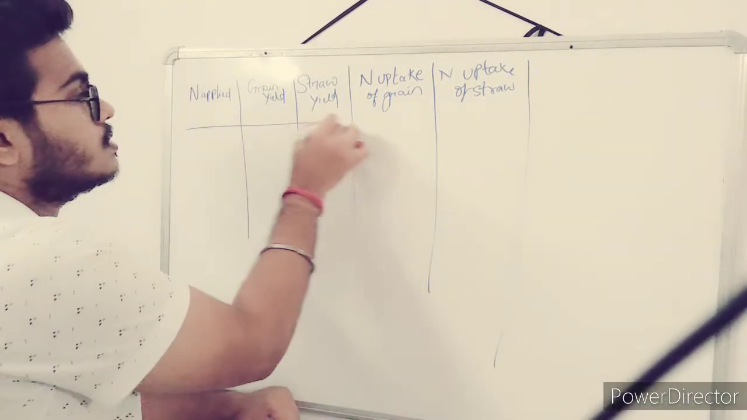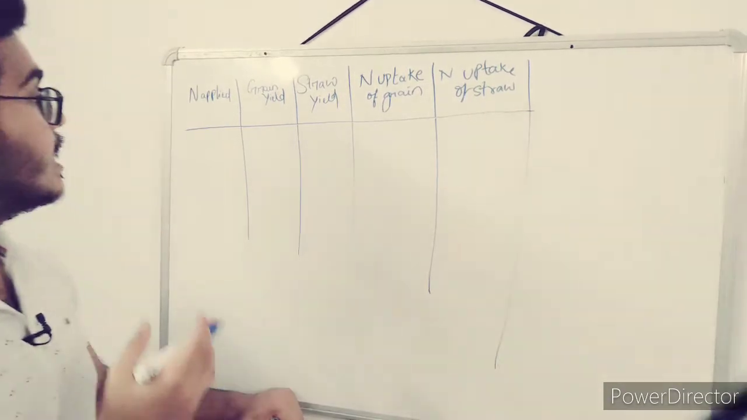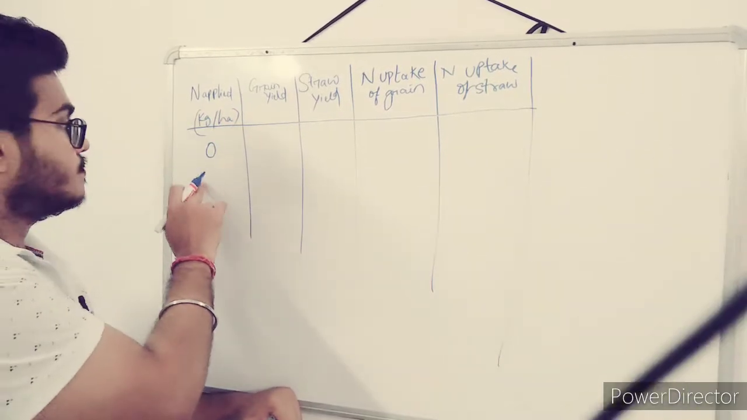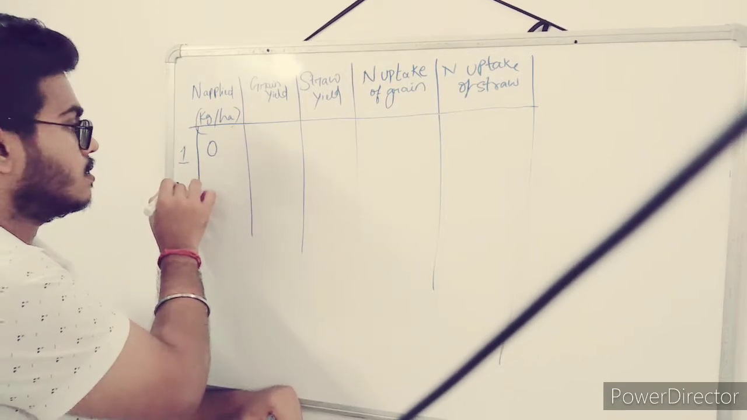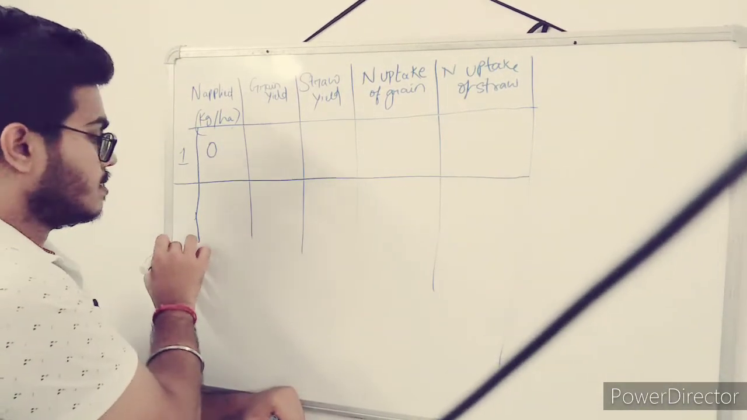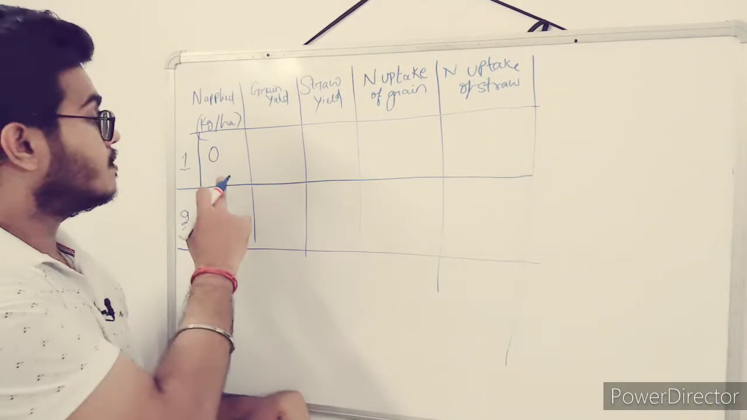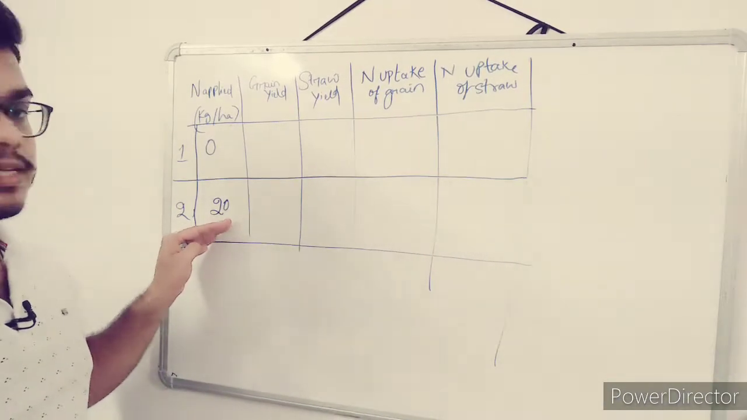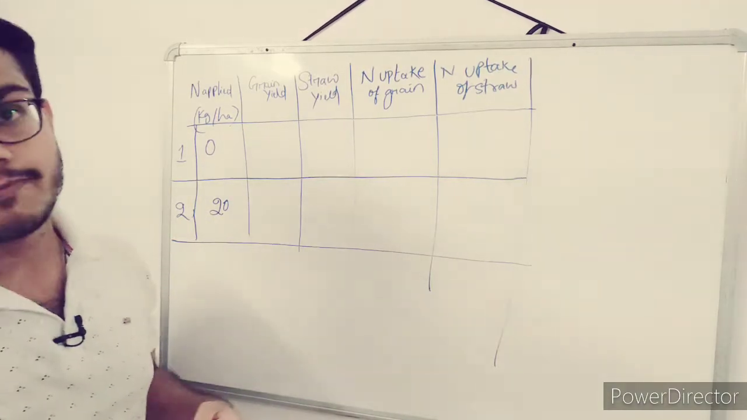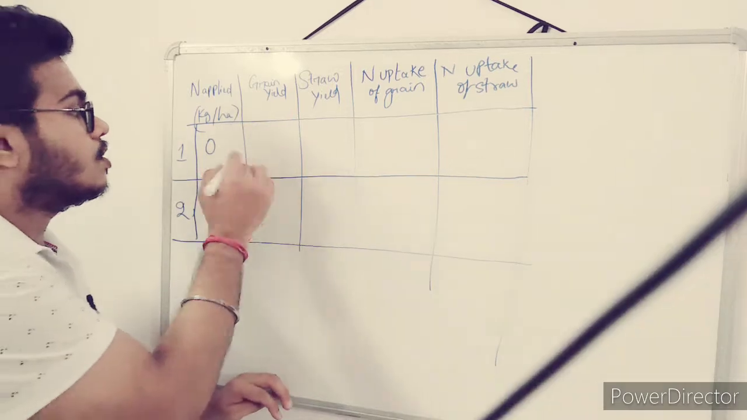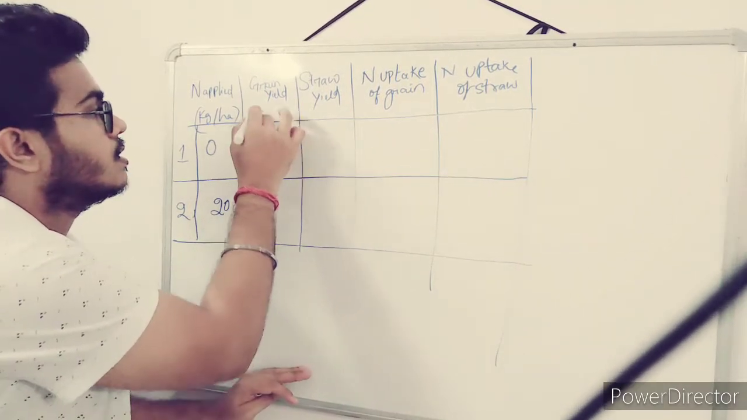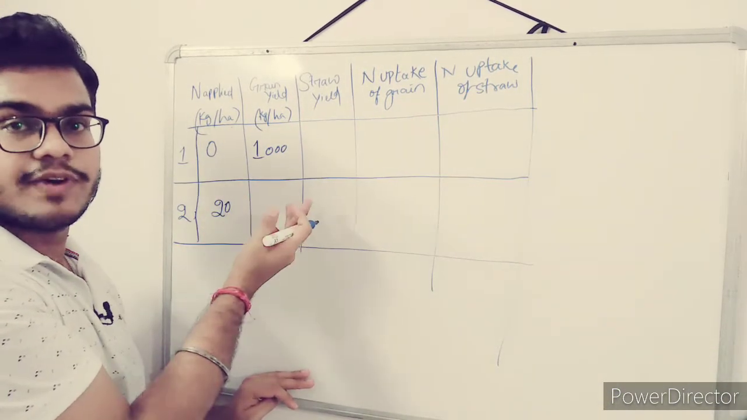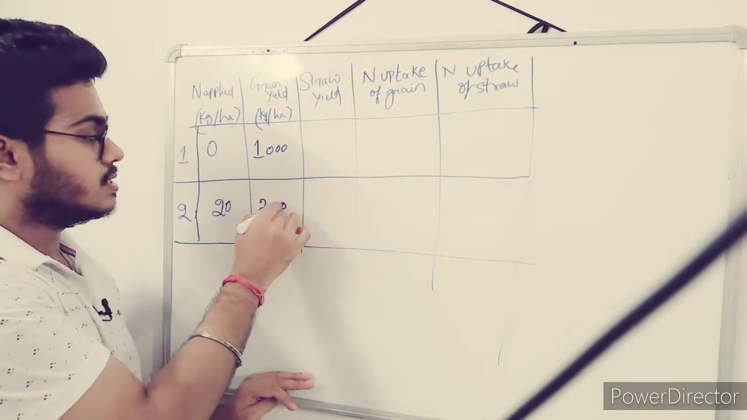Right guys. Suppose we have taken two plots, and we have applied 0 kg per hectare of fertilizer in plot 1, and in plot 2 we have applied 20 kg per hectare of fertilizer, any kind of fertilizer, maybe nitrogen, potassium, sulfur, or phosphorus. Now suppose we have got a grain yield of 1000 kg per hectare, and with this 20 kg application of fertilizer, we have got 2000 kg.